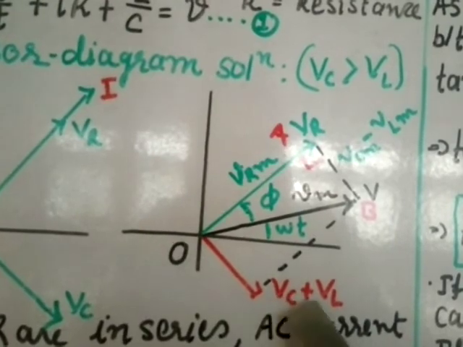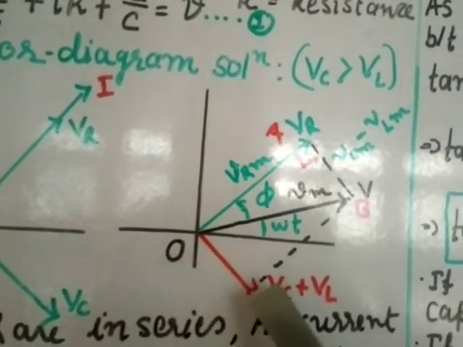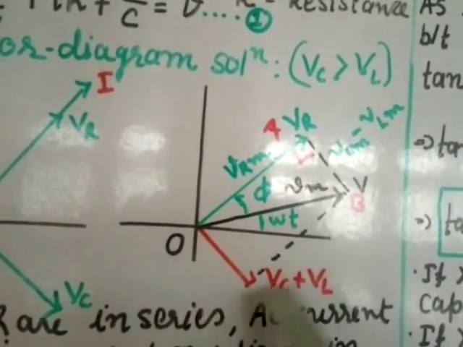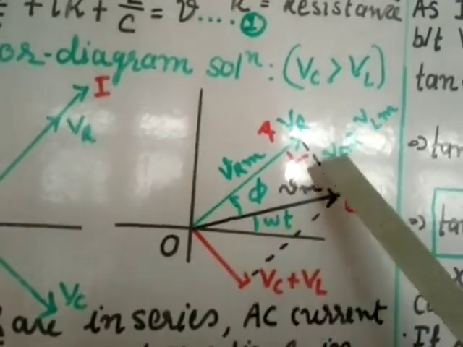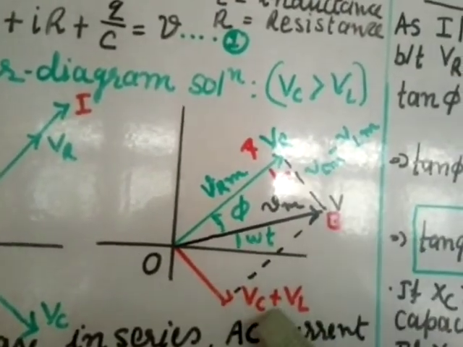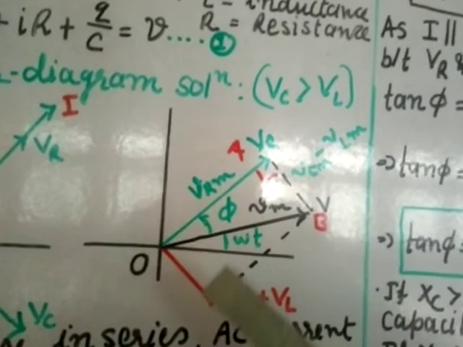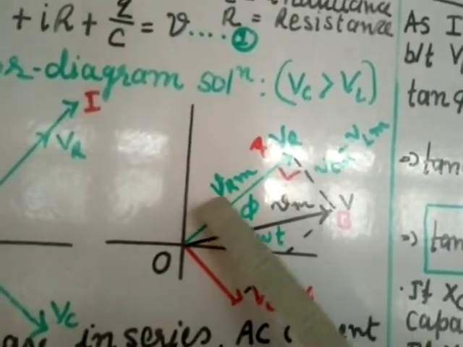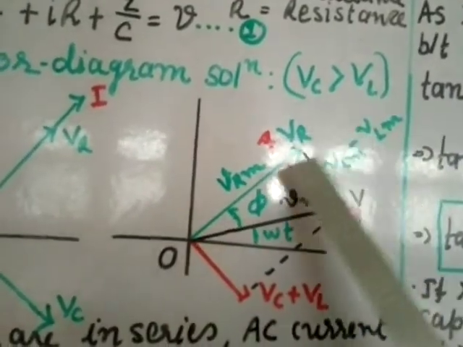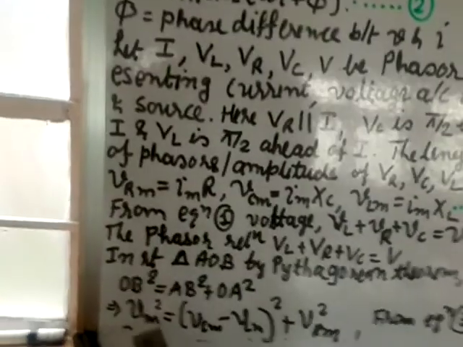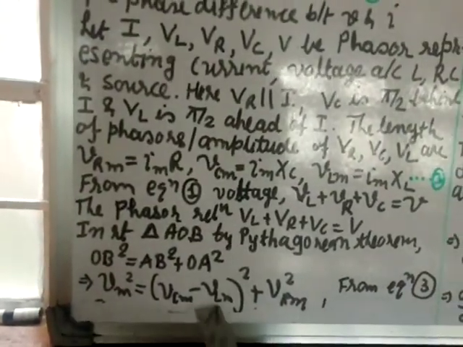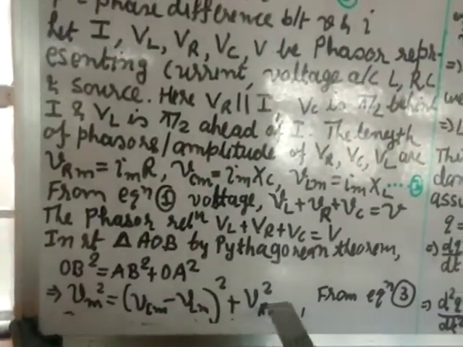So this VC plus VL is nothing but the difference of the voltage of VC and VL. That will be given by, for VC we will take VCM, and for VL we will take VLM, minus. And this one is taken as VRM because it is for the resistor. So I have written here VM square is equal to VCM minus VLM whole square plus VRM square.